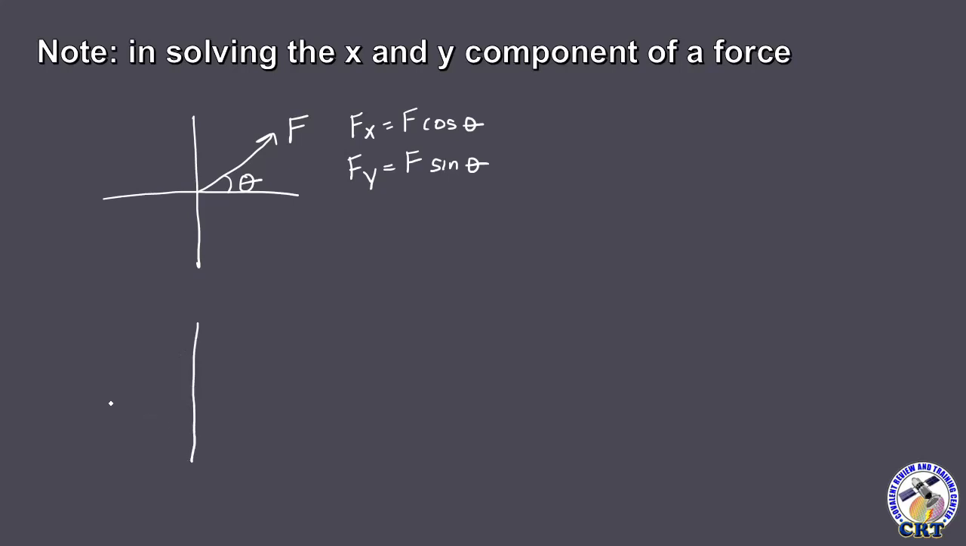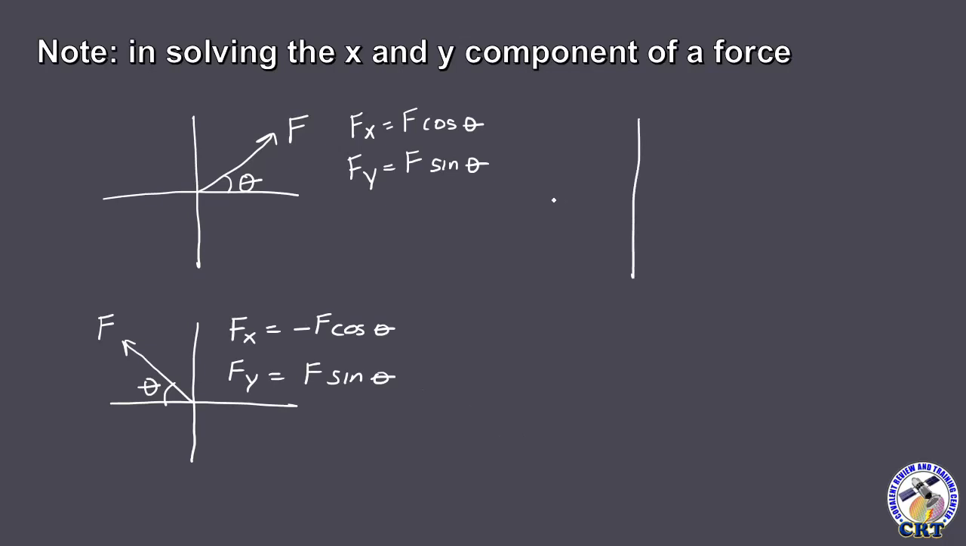If the force lies in the second quadrant, we need to get the theta with respect to this x-axis, the negative x-axis. Okay? Then if this is F, so the x component of F here is negative F cosine theta, and the y component is F sine theta. Okay?